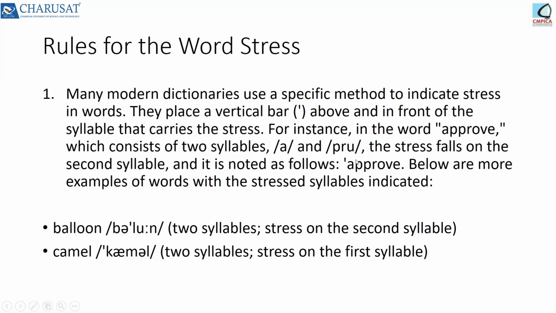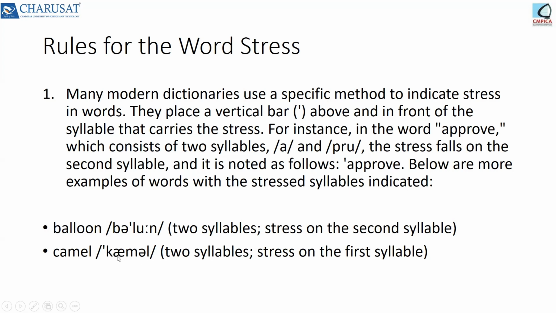It is noted as approve. No, it is as below. Approve, right? So therefore, we need to understand this. Balloon, it is not ball-loon, but it is balloon. The b is spoken very quickly, and loon is spoken for a longer period of time. So it's balloon. Two syllables, stress on the second syllable.